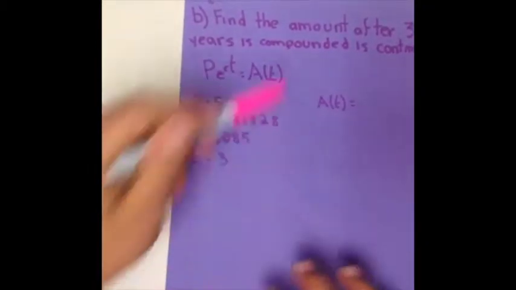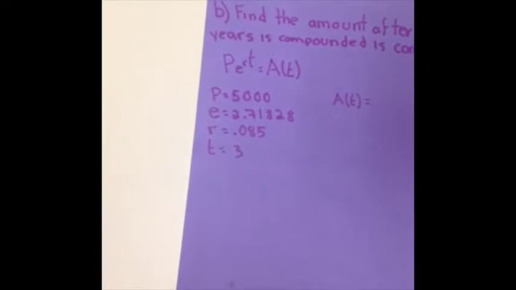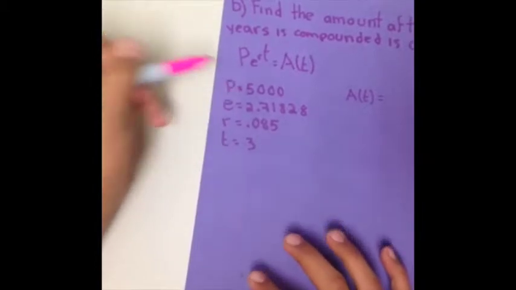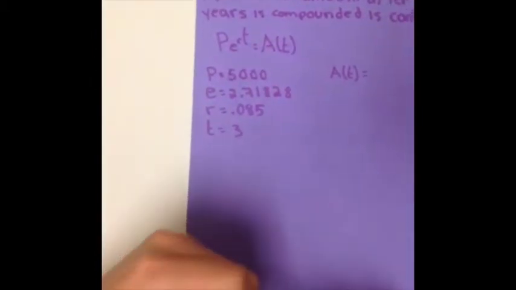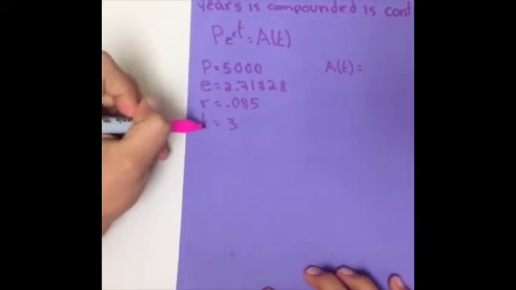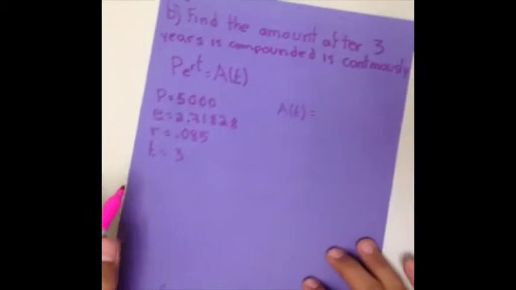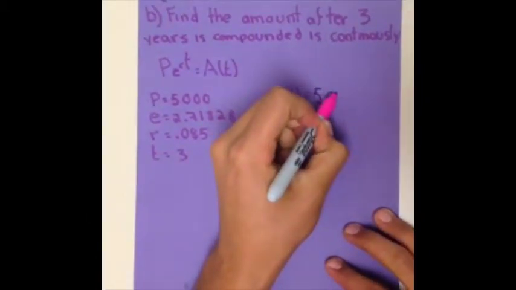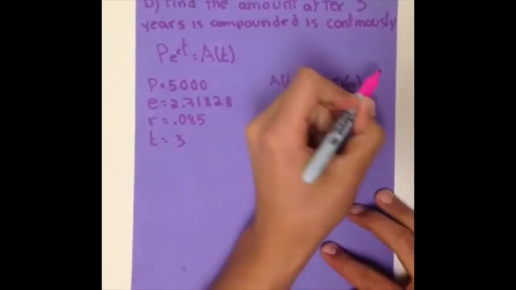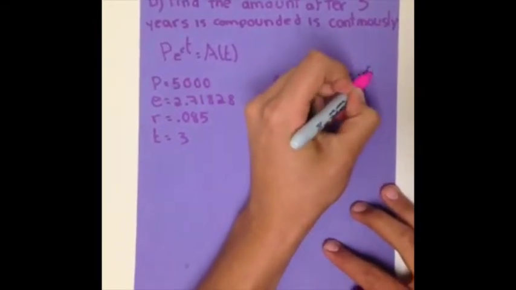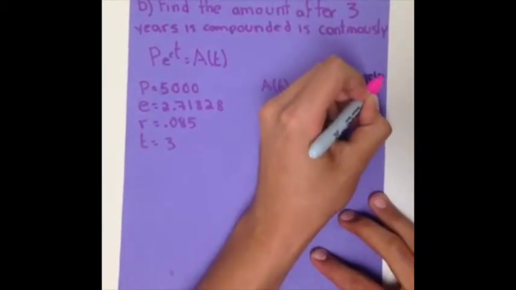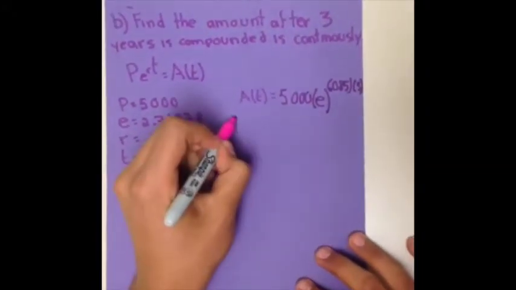Find the amount after 3 years if the interest is compounded continuously. Now we have our formula of compound interest continuously. We have here our values: P is the amount that you invest, E is the natural number Euler, R is the rate, and T is the time. So now we solve: 5,000 multiplied by E elevated to the 0.085 multiplied by 3.